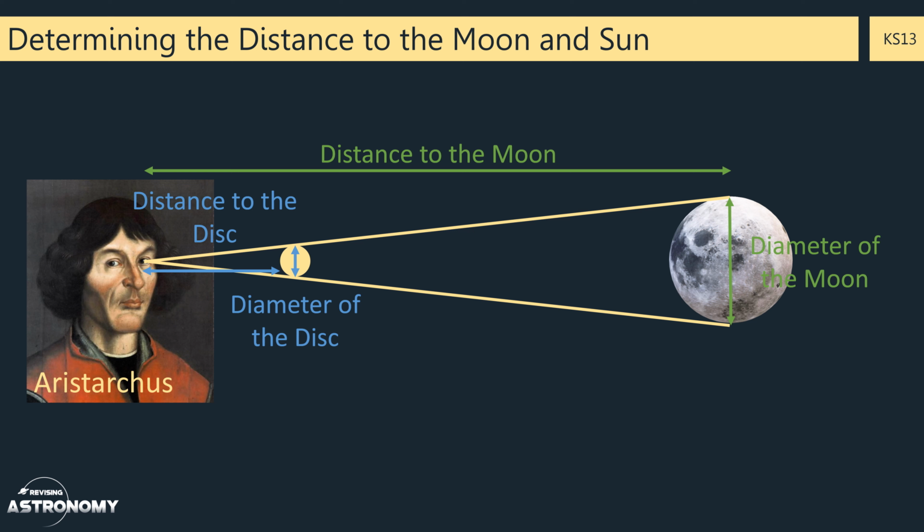Due to the earlier work of both himself and Eratosthenes, the ancient astronomers had a relatively accurate value for the diameter of the moon. They could easily measure the distance to the disk and the diameter of the disk, and therefore they could determine the distance to the moon. Because the proportions of these values were the same, he realised that the ratio of these values would also be the same.